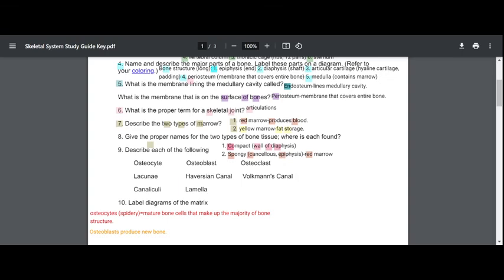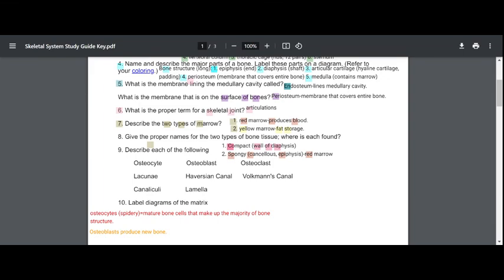And then what is the membrane lining the medullary cavity? Anybody? So the membrane lining the medullary cavity is the endosteum, okay? So remember, the endosteum lines the medullary cavity, okay? And then what is the membrane that is on the surface of bones? What'd you guys say? So the membrane that is on the surface of bones is the periosteum. Okay, so periosteum is the membrane that covers the entire bone.